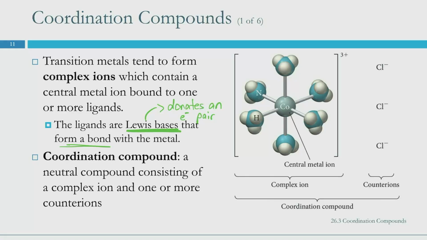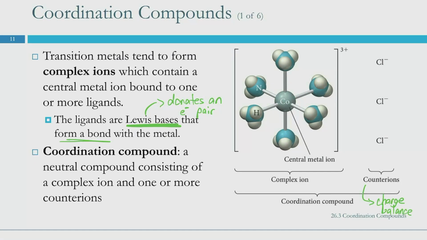This was our last definition of acids and bases that we learned. So Lewis thinks about the electron pairs, donating an electron pair or receiving an electron pair. So our ligands can donate an electron pair to the central metal ion. And that whole formation is our complex ion. A coordination compound also has counter ions that are just there basically for charge balance. So our coordination compound is a neutral compound. It's got a complex ion and it's got some counter ions so that the whole thing overall is neutral.